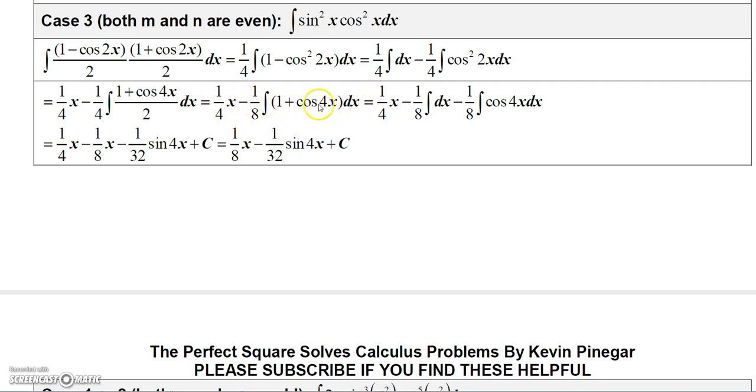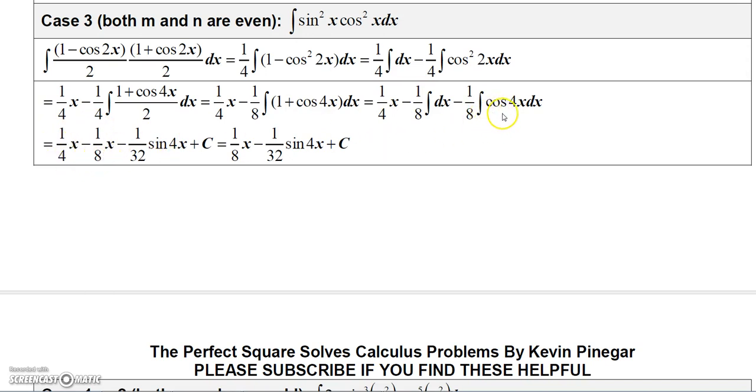And then bring the 1/4 x over, and then break this up into two integrals. So I have minus 1/8 times the integral dx, and then I would have minus 1/8 times the integral of cosine 4x dx. So that would be this integral. And then I know this integrates to minus 1/8 x. So 1/4 x minus 1/8 x.